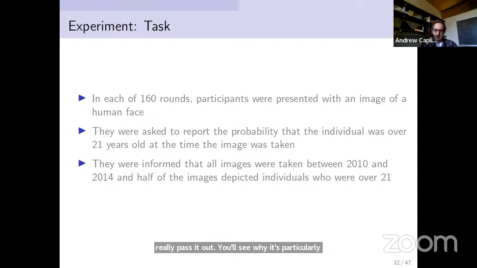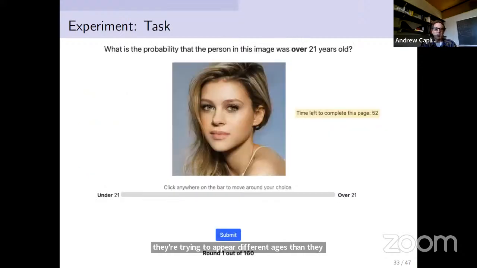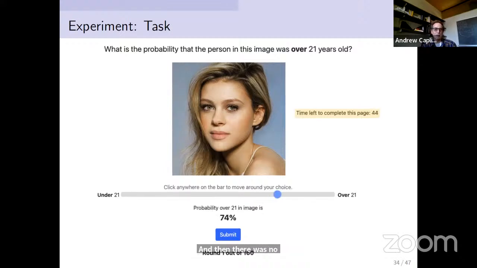You'll see why it's particularly difficult in these cases. It's a hard task because many of the people are wearing makeup and they're trying to appear different ages than they really are, and they're quite successful. So what's the probability the person in this image was over 21 years old? That's the question, and people had time to complete it. Then you click on the bar to move it around.